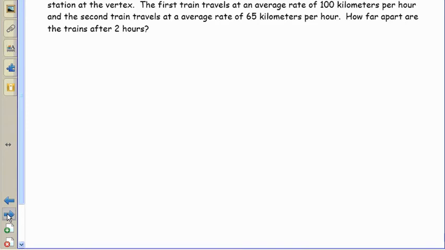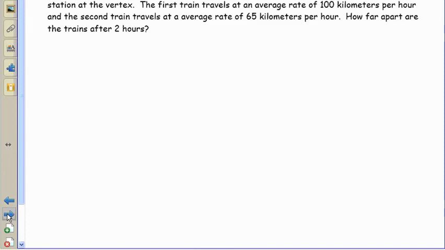Two trains leave the station on different tracks. The tracks are at an angle of 125 degrees with the station at the vertex. The first train travels on an average of 100 kilometers per hour, and the second train travels at an average of 65 kilometers per hour. How far apart are the two trains after 2 hours?